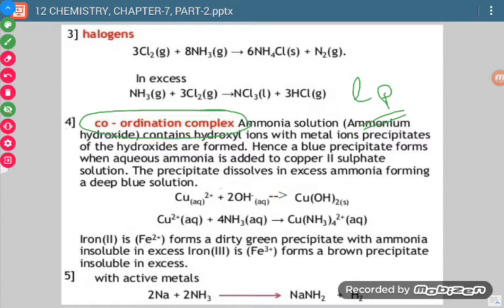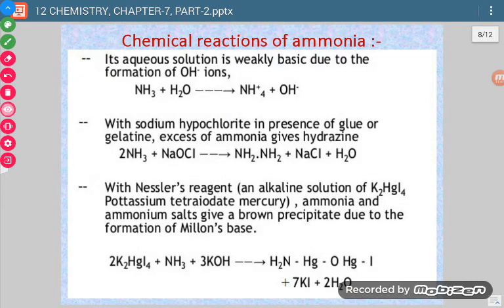Okay. Now with active metals, when it reacts, it releases hydrogen gas. Okay. So just like with sodium, when it combines, then it forms hydrogen gas. Okay. Now a few more reactions. When we dissolve ammonia in water, then it produces hydroxide ion. So in this way, what we can say, it is showing its basic nature.